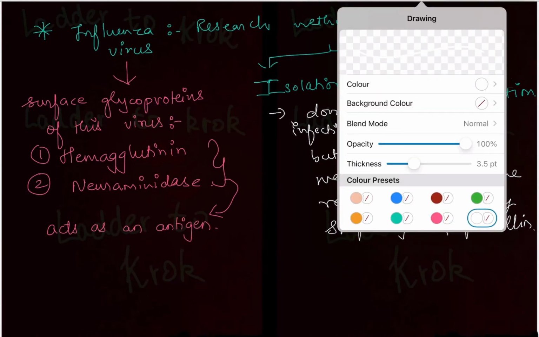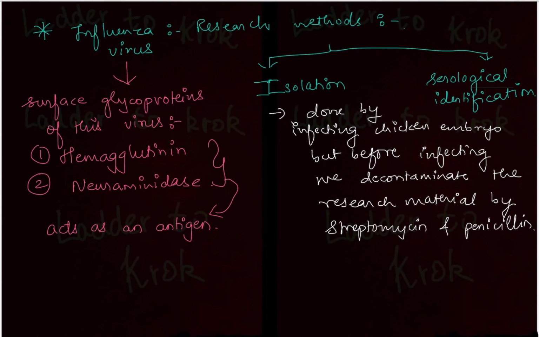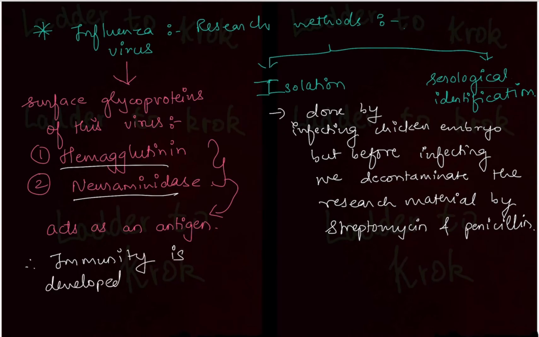And therefore it is asked what immunity is developed in case an influenza virus infects a patient. We did it in the last point, that antibodies are created against the antigen. Now what exactly is the antigen? It is the surface glycoproteins in case of influenza, which are these two, hemagglutinin and neuraminidase. Therefore immunity is developed against these two. I hope this is clear.